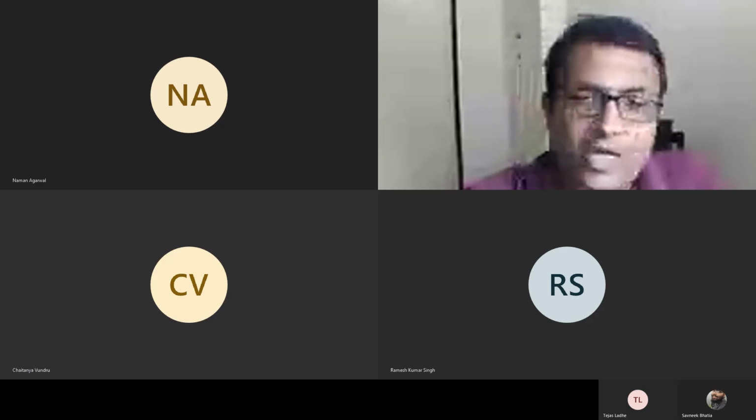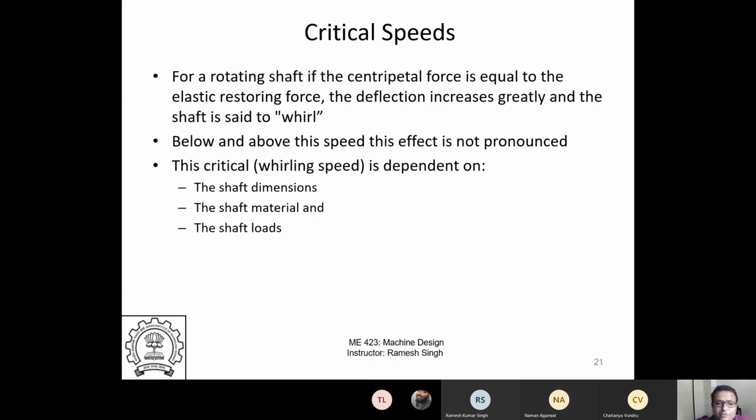Okay, so good afternoon. Today we will talk about some of the critical speeds in shafts. That was the portion which was left. I think it will take 15-20 minutes, and then we'll move on to something called limits and fits.